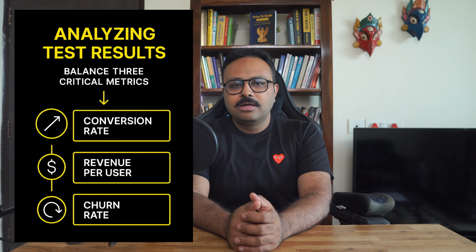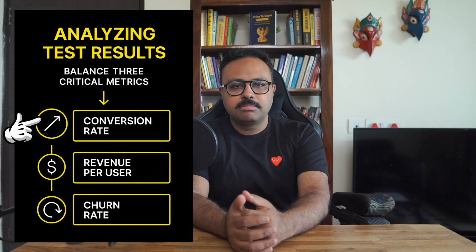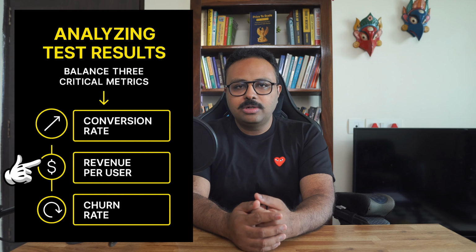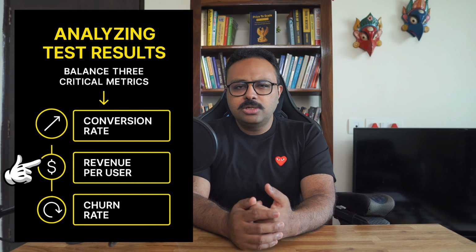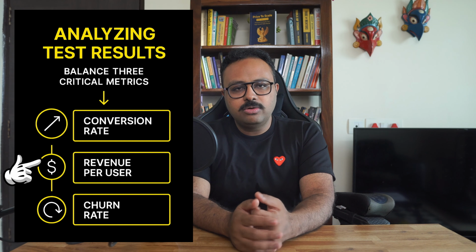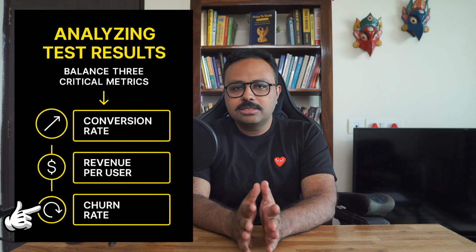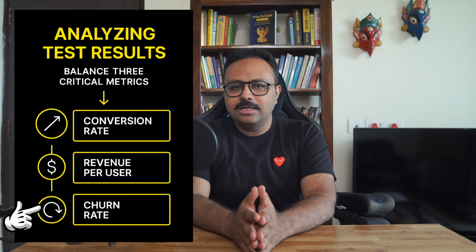When analyzing your test results, focus on balancing three critical metrics. Number one, again, conversion rate. Are fewer or more people signing up at the new price point? Number two, revenue per user. Does the new price generate more total revenue despite any change in conversion? Number three, churn rate. Are customers more likely to cancel at the new price?